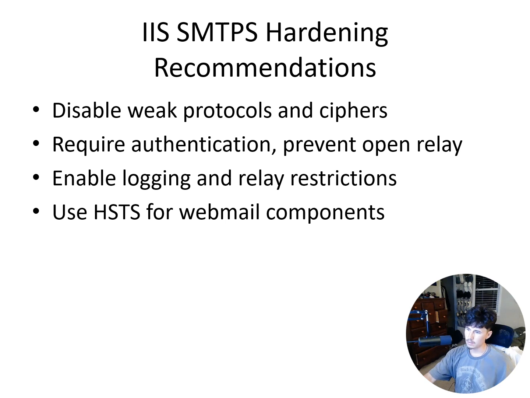Alright, so IIS SMTPS hardening recommendations. Hardening SMTPS on IIS is critical to prevent it from being abused as a spam relay or targeted in cryptographic attacks. Administrators should disable weak protocols and ciphers, ensuring only TLS 1.2 and TLS 1.3 are supported. Authentication should always be required so that only authorized users can send mail, and anonymous relay should be prohibited. Detailed logging should be enabled, and relay restrictions should be applied so that only trusted domains or IP addresses can use the server for outbound mail.